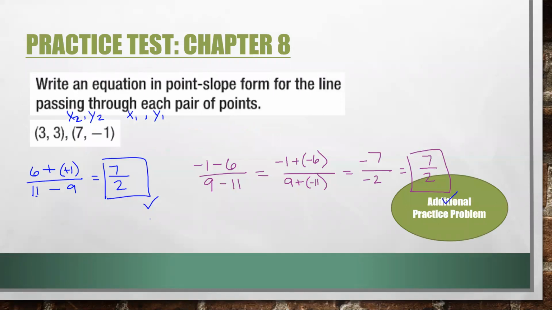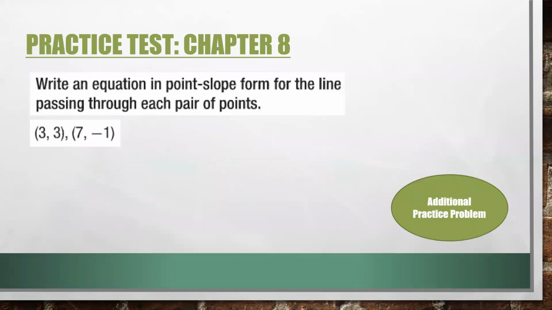Okay. Now this one says to write. This is an additional practice problem, so you will have one like this on the test. It says to write an equation in point-slope form for the line passing through each pair of points. So recall, point-slope form is y minus y1 equals m, and then x minus x1.